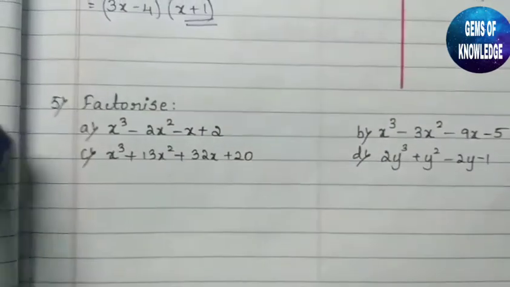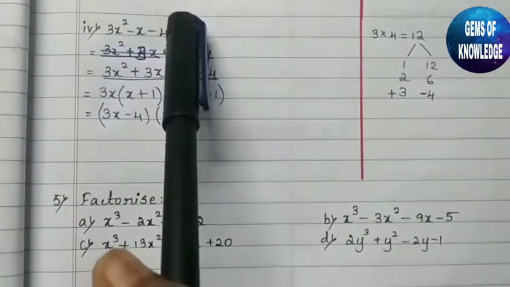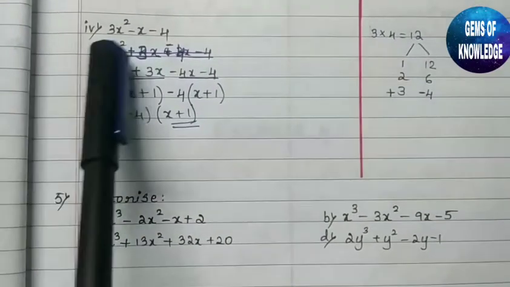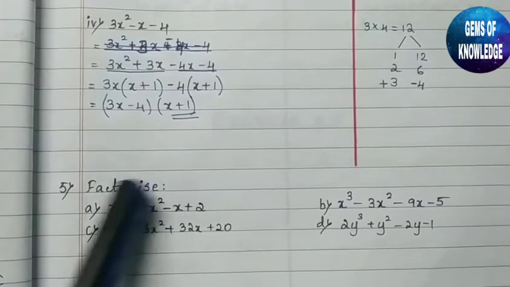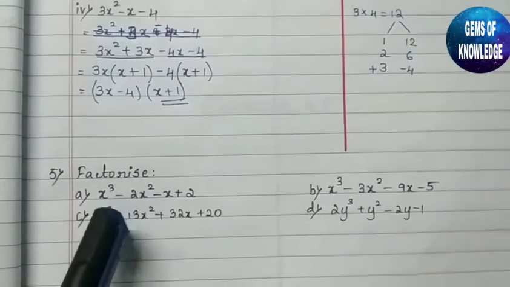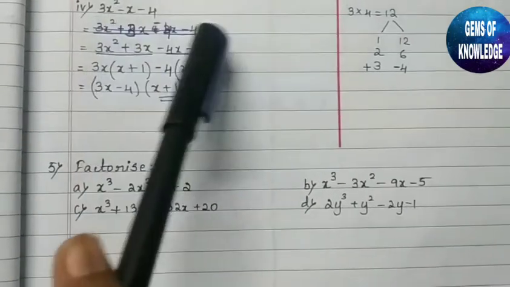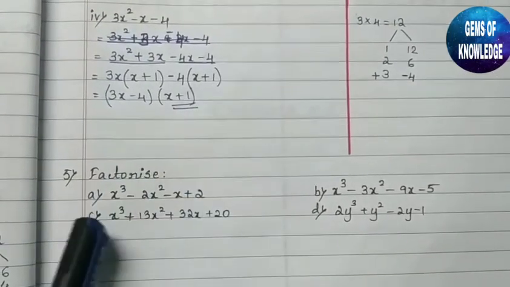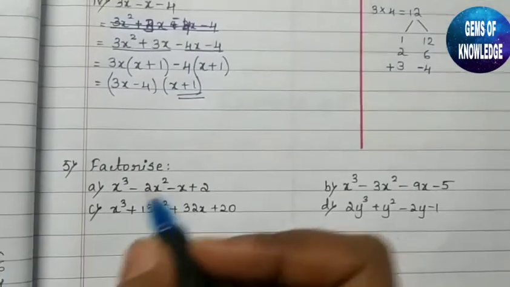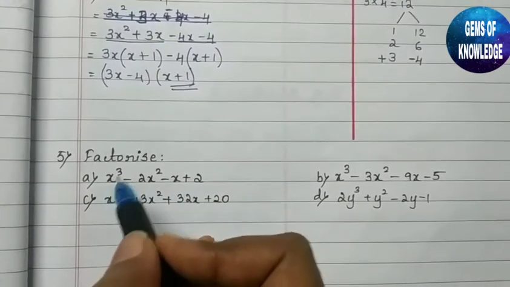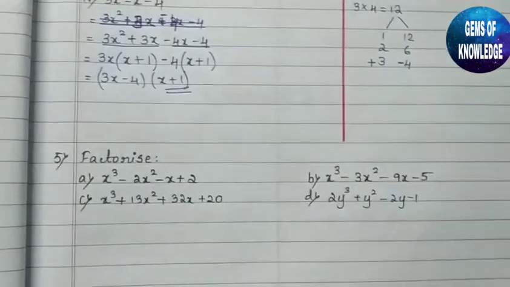So next question, the fifth one, that is factorize, and you can see the difference between this question and this question. Whereas here the numbers were in squares, here the numbers are in cube. Okay, so we need to solve these cubical terms. For that we cannot take common directly over here. We need to use the long division method here. Okay, so the first question is given as x cube minus 2x square minus x plus 2.